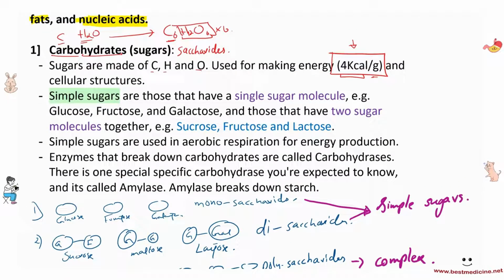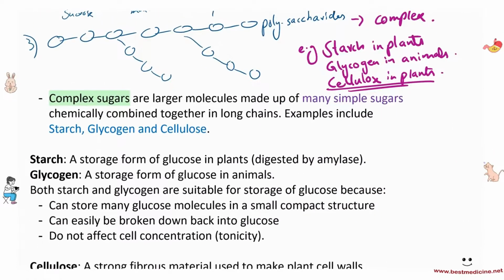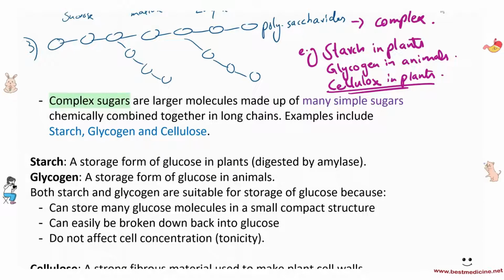Remember we said that carbohydrates are used not only for making energy, but also for making cellular structures. So that's one of the cellular structures that they help make. Complex sugars are larger molecules made up of many simple sugars chemically combined together in long chains. Examples include starch in plants, glycogen in humans, and cellulose. Starch is the storage form of glucose in plants, which means that when plants make excess glucose, they store it in the form of starch, for example, in potatoes.